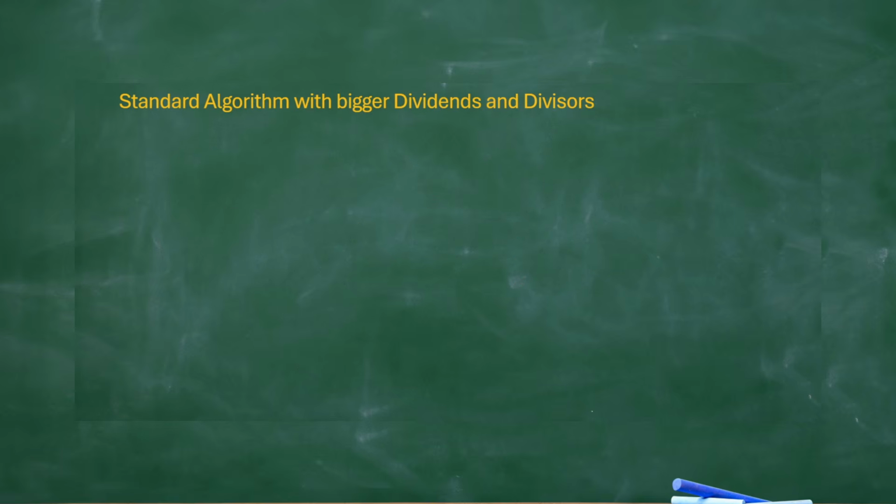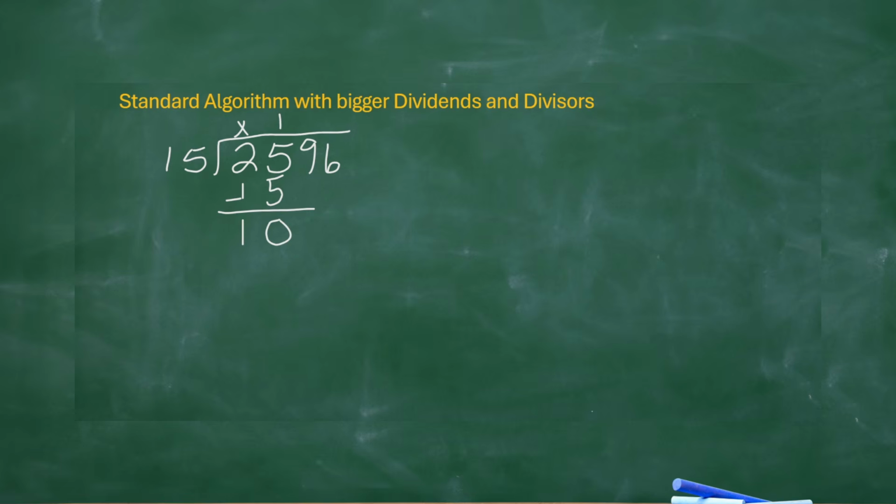All right, let's see if we can tackle one of these more difficult problems together. So let's start with 2,596 divided by 15. First thing you should ask yourself is, how many 15s can I get out of 2? The answer is none. How many 15s out of 25? The answer is 1. 1 times 15 is 15, and you would do your subtraction. We're going to get left with 1, and we're going to bring down this 9. And here is the roadblock with this strategy.